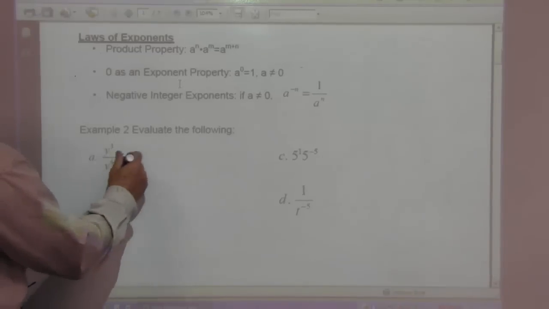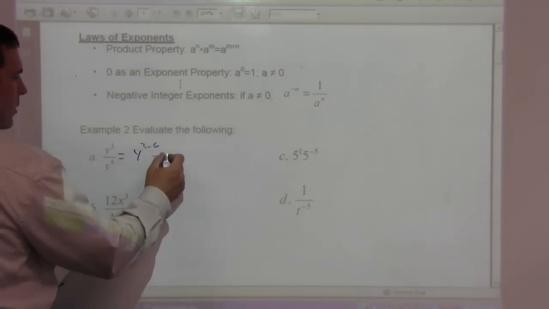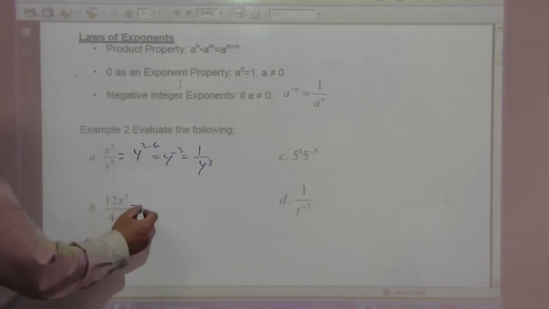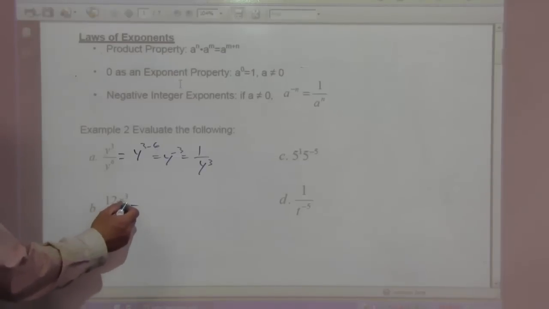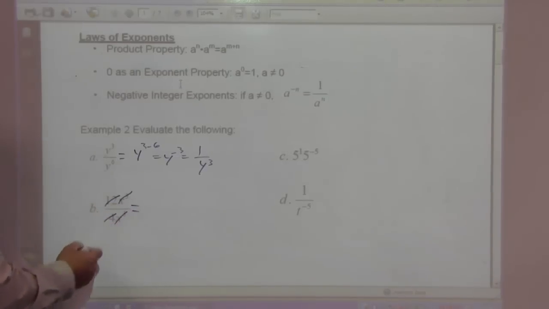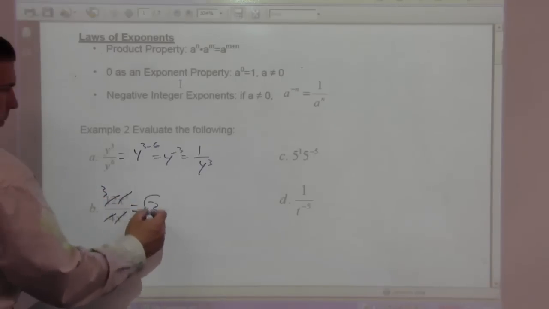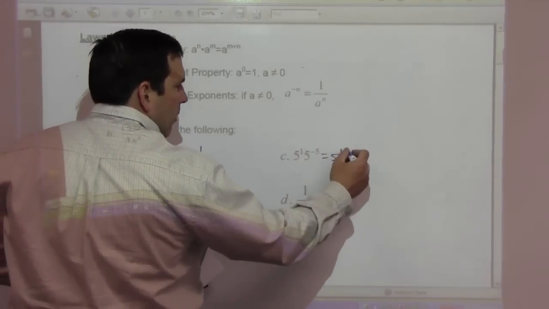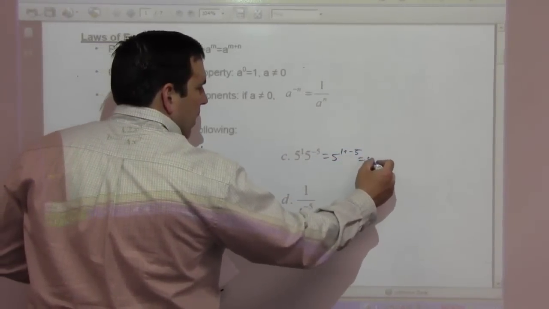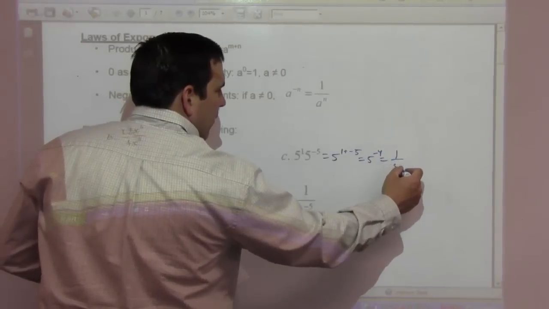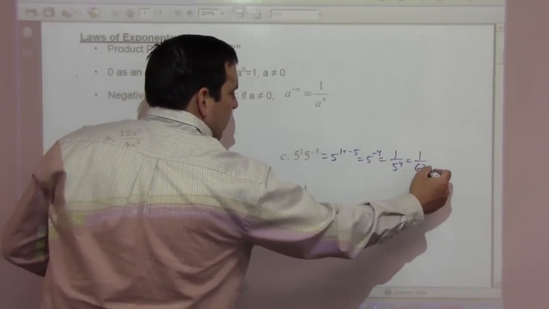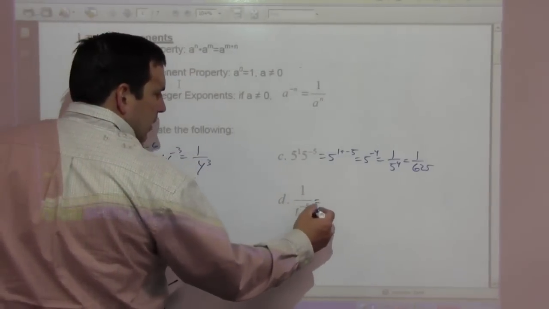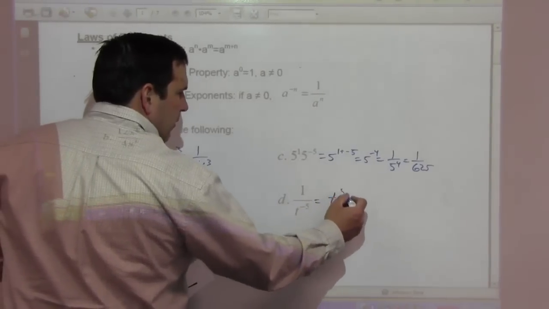Y to the 3rd over y to the 6th, that'd be y to the 3 minus 6, which is y to the negative 3, which is 1 over y cubed. 12x cubed over 4x cubed, the x cubes divide out. 12 divided by 4 is 3. Here we have 5 to the 1 times 5 to the negative 5, that's 5 to the 1 plus negative 5. That's 5 to the negative 4, or 1 over 5 to the 4th, which is 1 over 625. And 1 over t to the negative 5th, the negative exponent below is going to bring it up, t to the 5th power.